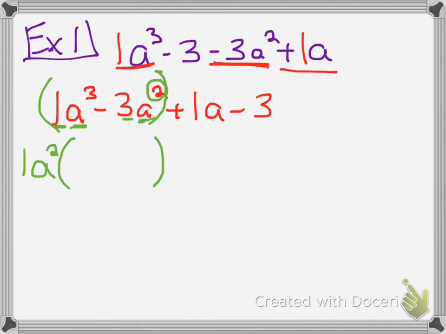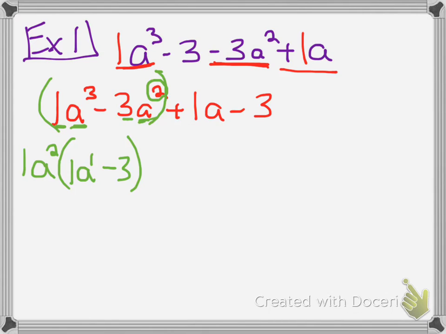So I've already found the greatest common factor between those 2 terms, and I'm going to simplify that. 1 divided by 1 is 1. I took a squared away from a cubed, and that leaves how many a's left? 1. Minus 3 divided by 1 is 3. And I took a squared out from a squared, which means there's no other variable a left in that term. So I'm good there.